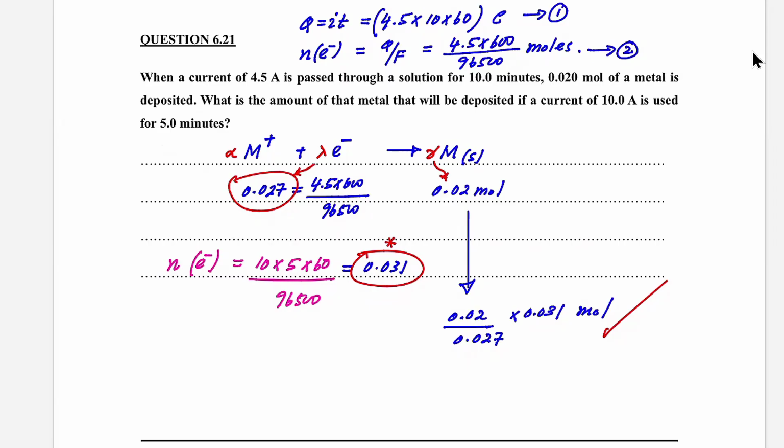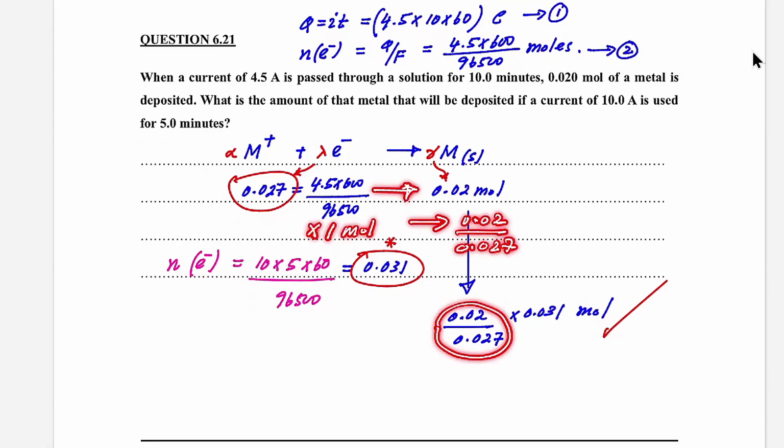So look at this. This is the correspondence, right? If it is 1 mole of electrons, it would be 0.02 divided by 0.027, which is this part. Okay. So I need the M amount for 0.031, so I multiply both sides by 0.031. Which is this one.